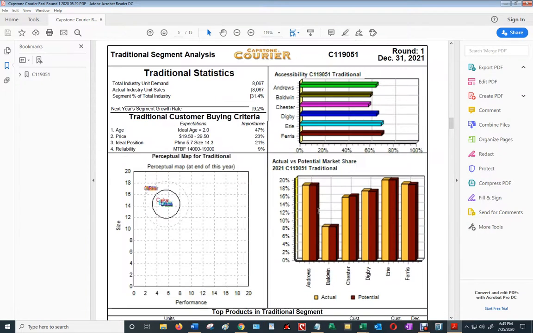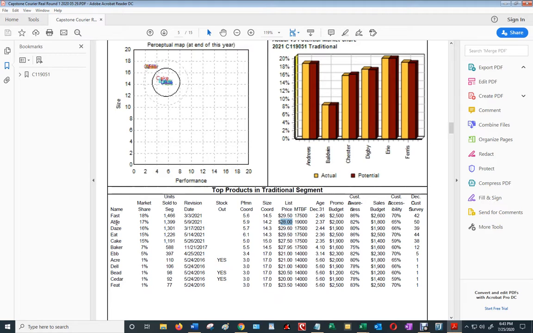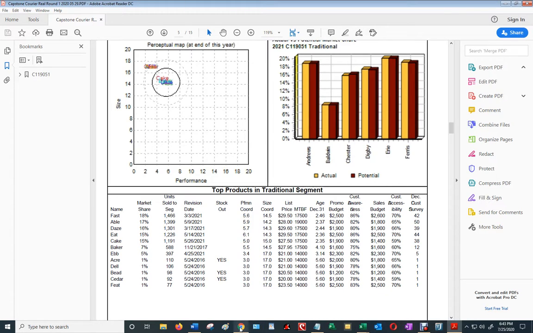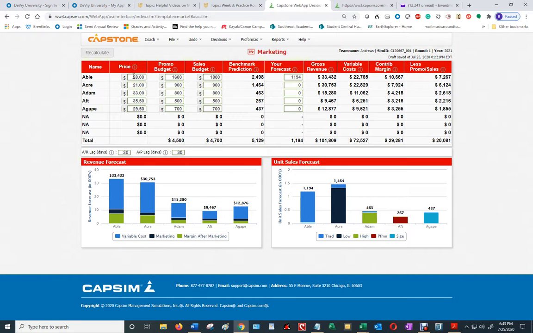So I'm in the Capstone Courier for traditional again, and I'm going to focus in on product Able, doing what is necessary for this product right here. It had the highest customer satisfaction survey score of anybody. And I want to see how I had it priced last time. It was priced at $28. I do have some competitors that are a little lower at like $27.50, $20. I'm going to try to keep this as high as I can, I think $28, since $28.50 is the upper limit. So that is what I'm then going to put into my Able right there, $28.50.